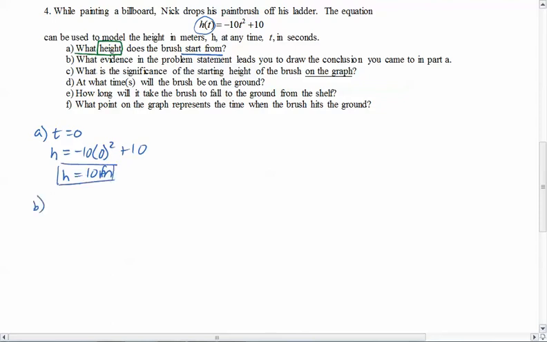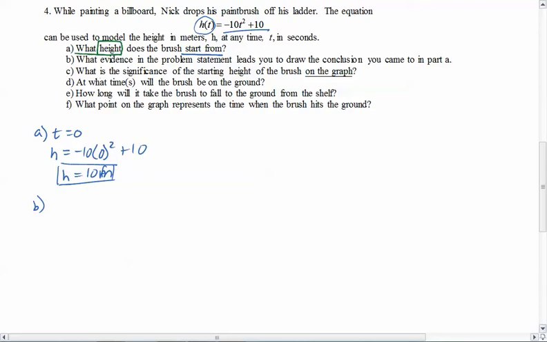Let's go on to letter B. What evidence in the problem leads you to draw the conclusion you came to in part A? Well, note that he's on a ladder, so he's got to be pretty high. Note that this is a quadratic that has a constant term on the end, and the last term is always the y-intercept. And so really that's enough to reason through. The start is time 0, therefore the y-intercept, or the y value at the beginning, is 10.